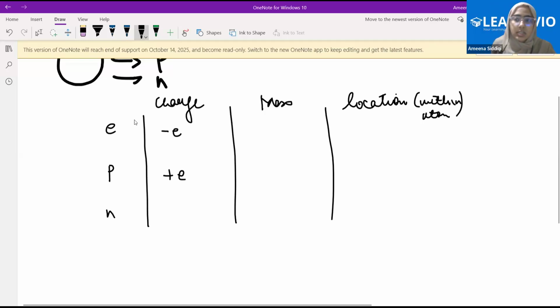Ali, beta, be focused. If you miss this, it's very difficult to understand. Neutron is neutral. Let's come to the mass.